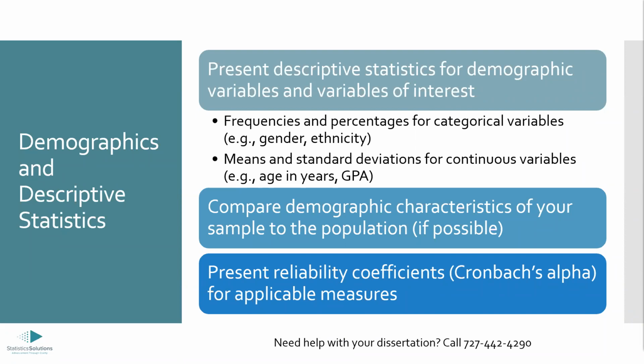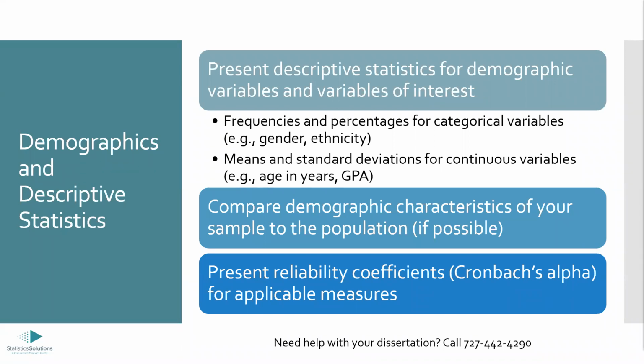So you want to present the descriptive statistics for all of your different variables of interest so that you can adequately describe your sample. And these might include frequencies and percentages for categorical variables, so variables like gender and ethnicity. So you'd report the percentage of males and females in the sample, the percentages of participants of different ethnic backgrounds in your sample.